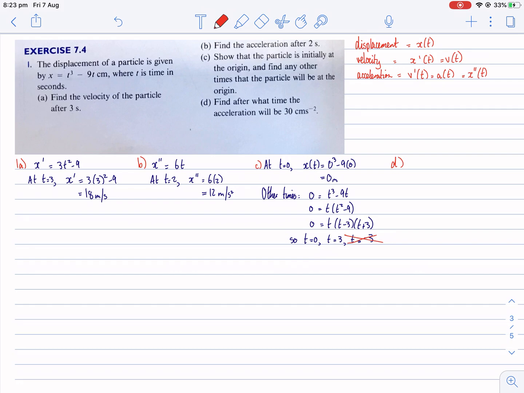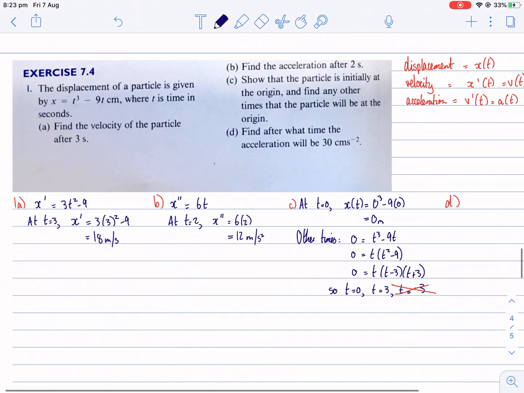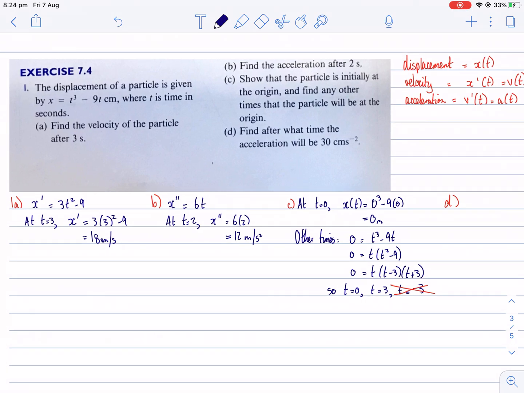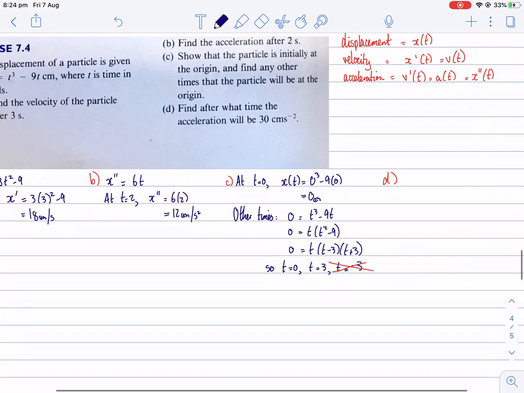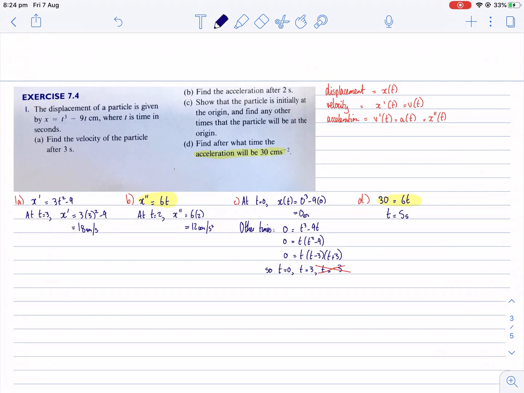D, find after what time the acceleration will be 30 centimeters per second. I was just automatically in meters. Centimeters, whatever. So this time we know acceleration is 30, and that's 6t. We found that previously. So t equals 5 seconds. Not too hard.